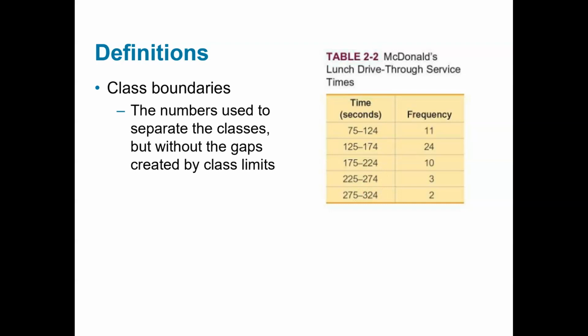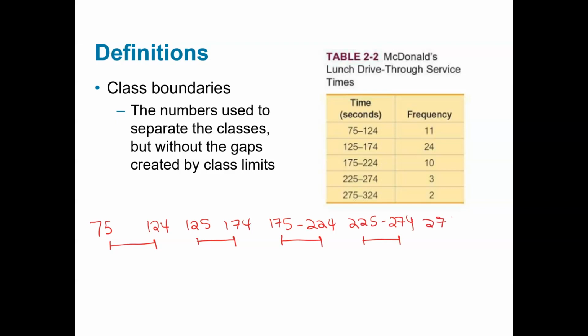Now, a little more work here is a class boundary. A class boundary is the number used to separate the classes, but without the gaps created by the class limits. If we take a look here, there's a gap between 124 and 125, and then between 174 and 175. So a class boundary eliminates the gap. What I'm going to do is list everything out. We've got 75 to 124, and then 125 to 174, 175 to 224, and this is how I'm going to figure out my class boundaries. We've got 225 to 274, 275 to 324.